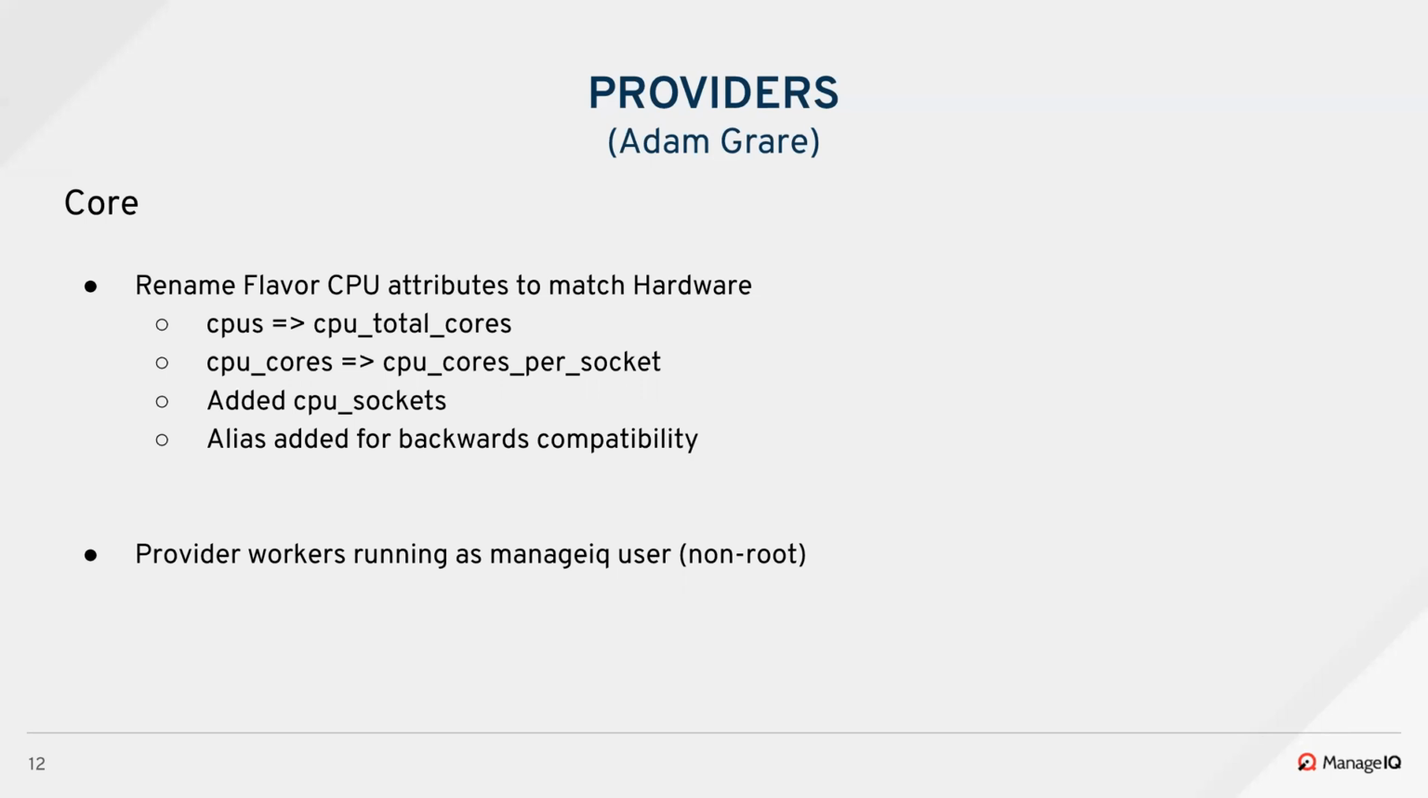Keenan also continued his effort of running workers as non-root. So for this one, all of the provider workers were moved over. Last sprint, he moved over all the core workers. This one, he knocked out all the provider workers, which is awesome. Next slide.